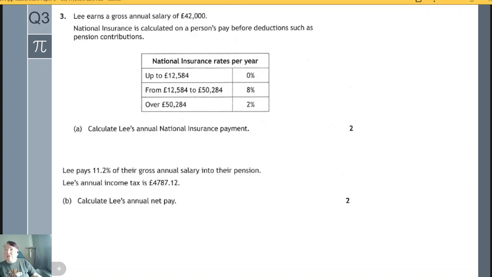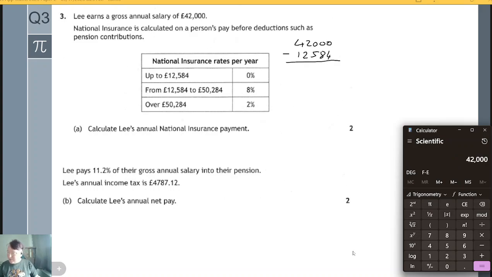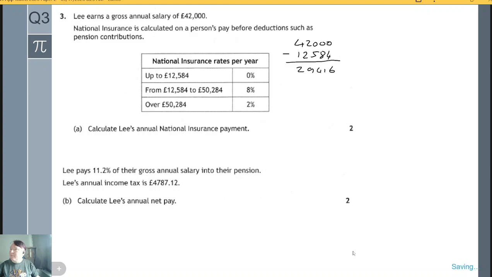Question 3. Lee earns a gross annual salary of £42,000. National insurance is calculated on a person's pay before deductions such as pension contributions. Calculate Lee's annual national insurance payment. So we have £42,000. We're going to start with 42,000 minus the 12,584 that isn't charged anything. You can do it by hand, but I've got a calculator, so why do it by hand? 29,416. Okay. Now he doesn't earn above the next threshold, so we can ignore this last one completely. Every part of this 29,416 is at 8%.